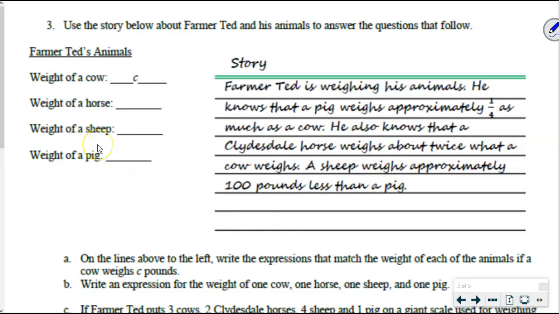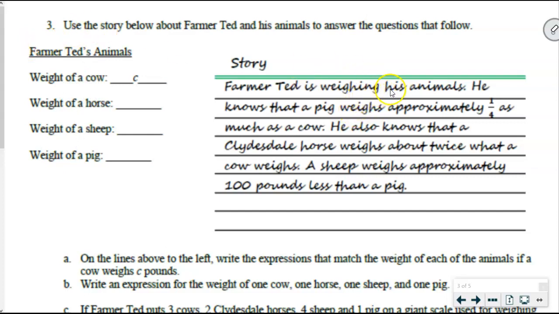All right. Use the story below about Farmer Ted and his animals to answer the questions that follow. You're going to notice, once again, we have this set up. This is our key to success. Break it down. Weight of a cow, weight of a horse, weight of a sheep, weight of a pig, before you try and write the whole equation connecting them all together.